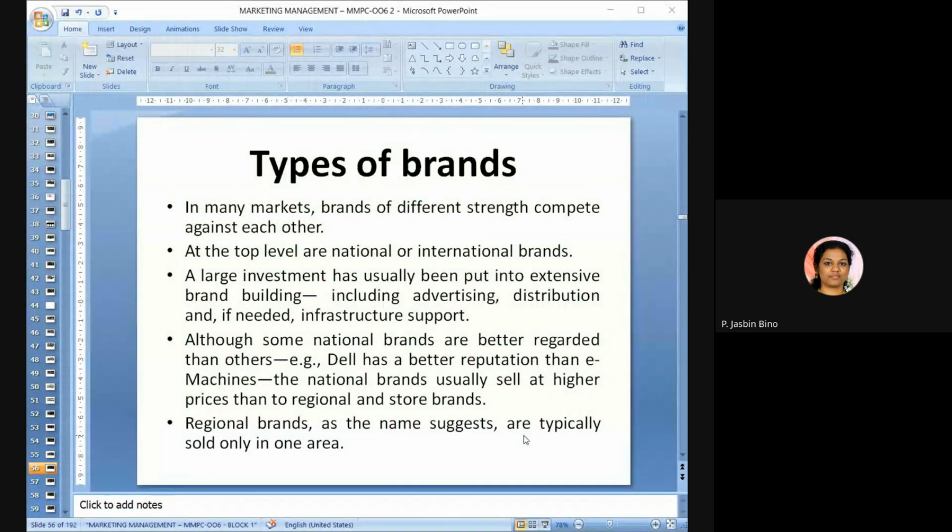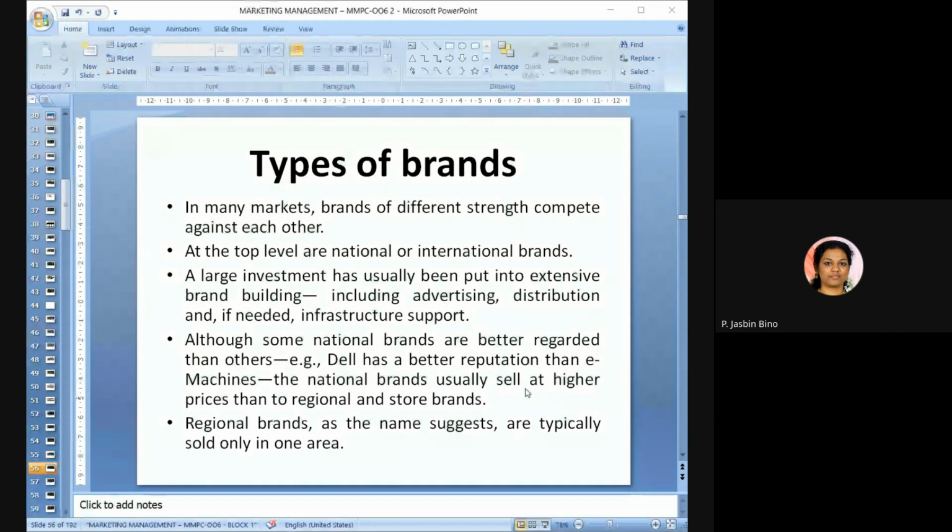In many markets, brands of different strength compete against each other. There are national brands and international brands at the top level. Large investment has usually been put into brand building, normally for advertising, promotional activities, and infrastructure support such as distribution channels. Some national brands are better regarded than others, for example Dell, which has a good reputation. National brands are normally priced higher than regional or store brands.